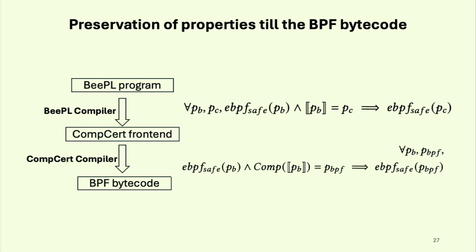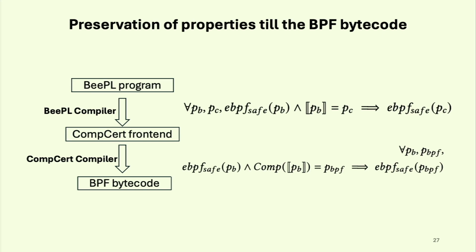Now, after we have proved the functional correctness, we are interested in proving the preservation of properties down to the BeePF bytecode. The first part is proving it for the BeePL compiler. So if our source program is eBPF safe, which will be guaranteed using our type system, and when we compile it the compiler says that it is a success and produces the C program, then the C program should also be eBPF safe.